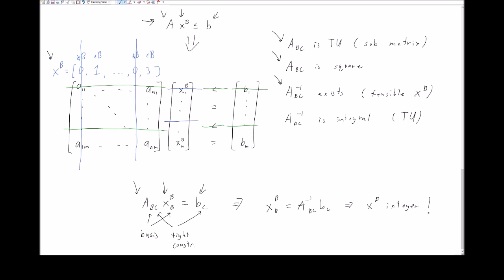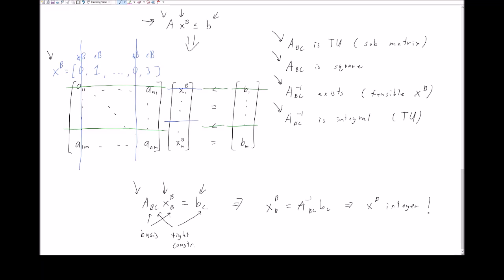Because it's a square matrix, and because we have a non-degenerate solution, the inverse of this matrix exists. This is because x_B is feasible and non-degenerate. Finally, because A_BC is a totally unimodular matrix, this inverse doesn't just exist, but it's also an integral matrix.